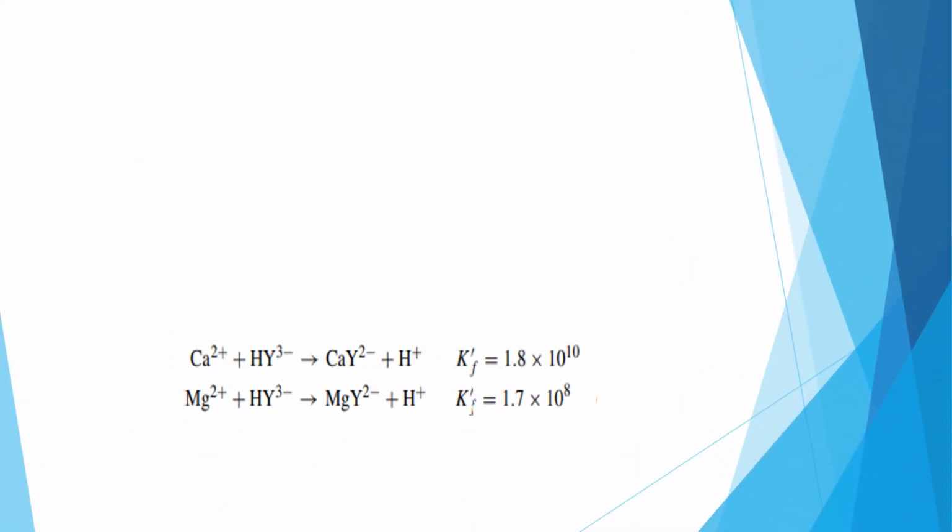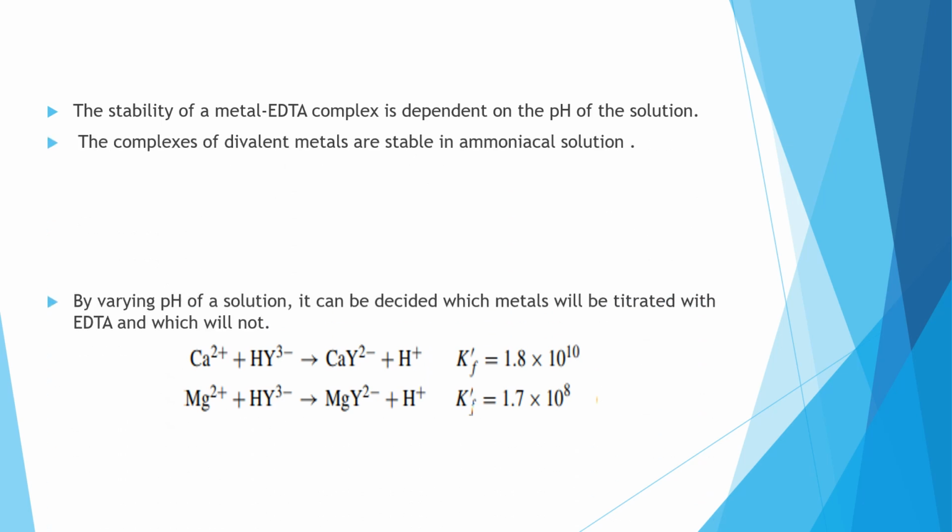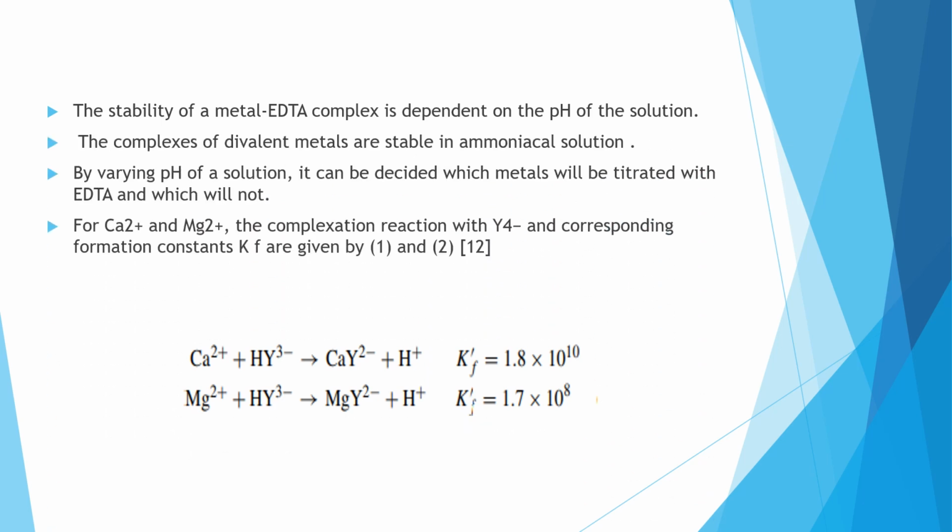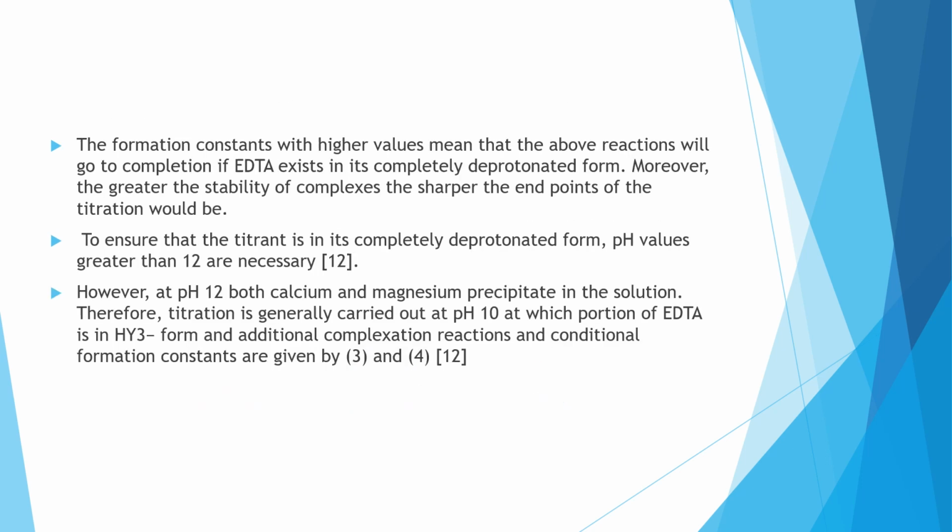Let's see Ca plus 2 plus HY minus 3. The reaction gives CaY2 minus plus H plus. The Kf of this is 1.8 into 10 power 10, and Mg plus 2 plus HY3 minus gives rise to MgY minus 2 plus H plus, with Kf equal to 1.7 into 10 power 8. Higher values of the formation constant mean that the above reactions will go to complexation if EDTA exists in completely deprotonated form, which means it does not have any proton.